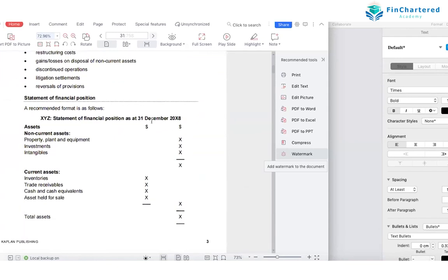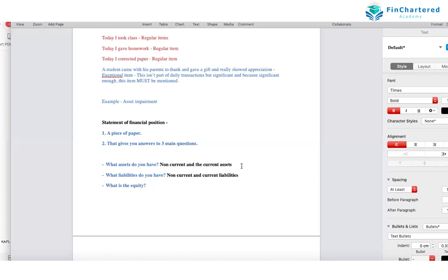End of story. So it is a simple piece of paper that gives you answers to only three questions. It will talk about the assets that you have. Okay, let me put it in the right order. Then it will have the equity. Under equity, there are a few headings that will show the share capital, the share premium, the revaluation surplus, and the retained earnings.